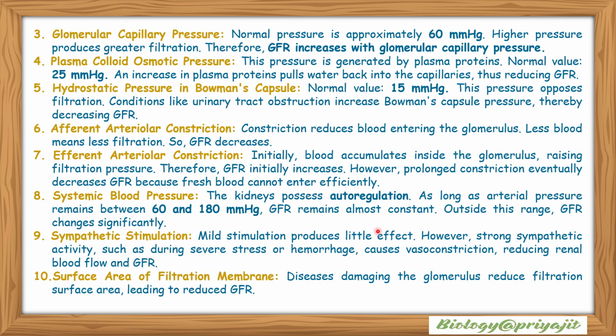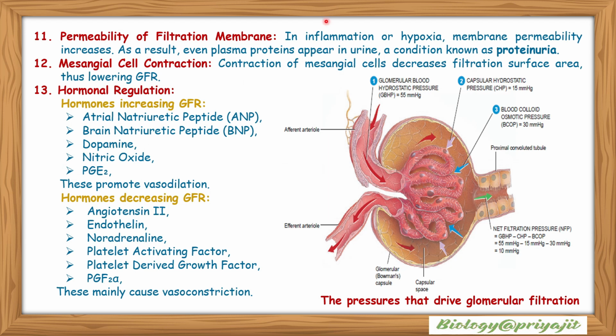Sympathetic stimulation. Mild stimulation produces little effect. However, strong sympathetic activity such as during severe stress or hemorrhage causes vasoconstriction, reducing renal blood flow and GFR. Surface area of filtration membrane. Diseases damaging the glomerulus reduce filtration surface area, leading to reduced GFR. Permeability of filtration membrane. In inflammation or hypoxia, membrane permeability increases. As a result, even plasma proteins appear in urine, a condition known as proteinuria. Mesangial cell contraction. Contraction of mesangial cells decreases filtration surface area, thus lowering GFR.